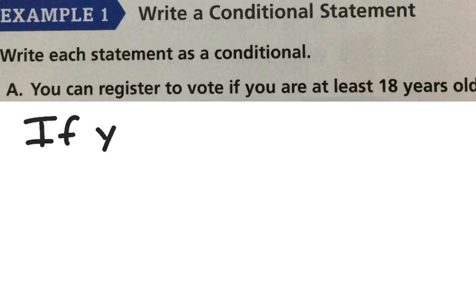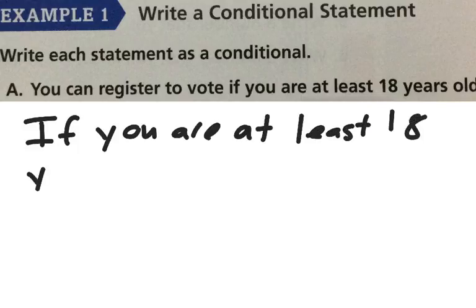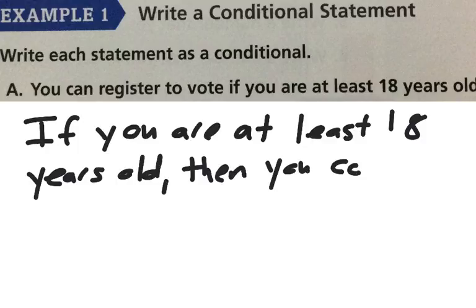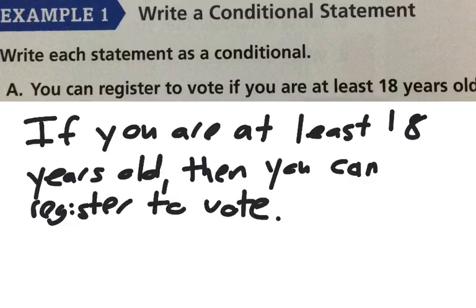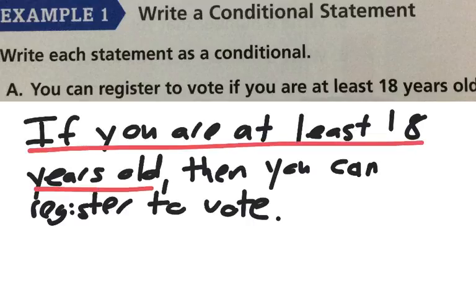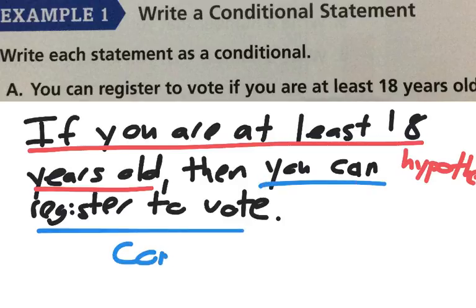So we're going to write, if you are at least 18 years old, then you can register to vote. So again, the part that comes after the if, that is called our hypothesis. The part after the if is the hypothesis. The part that comes after the then, that is the conclusion. So this is an if-then statement with a hypothesis and a conclusion.